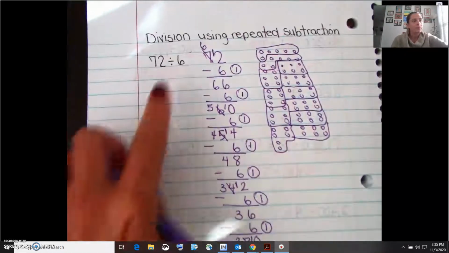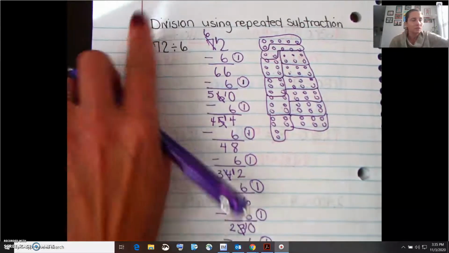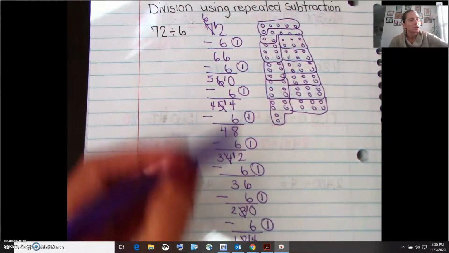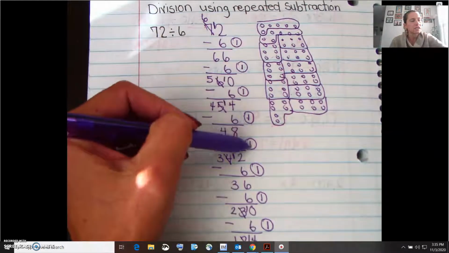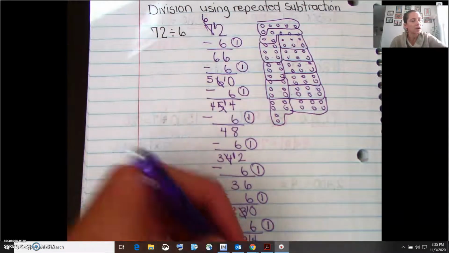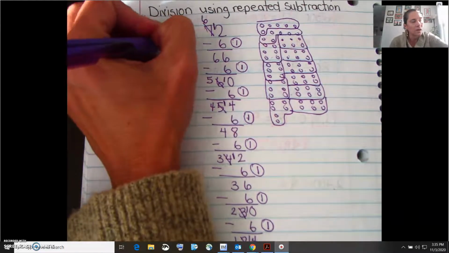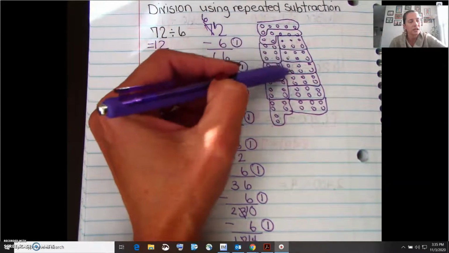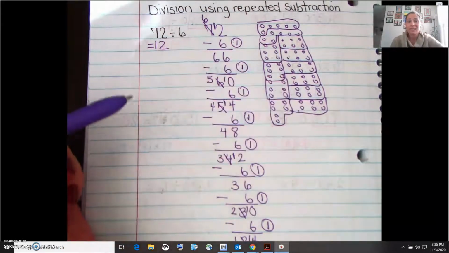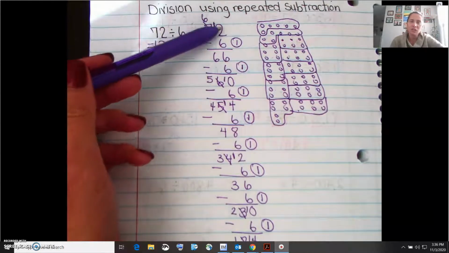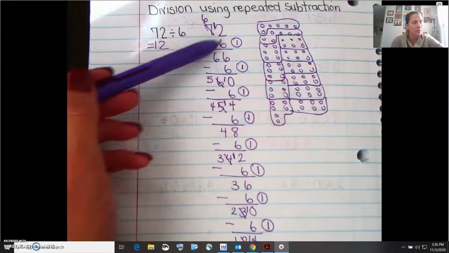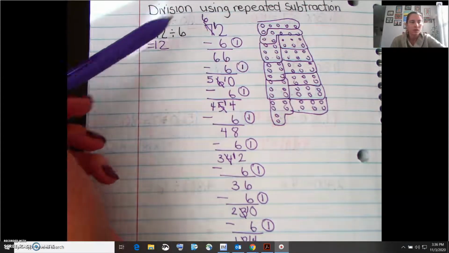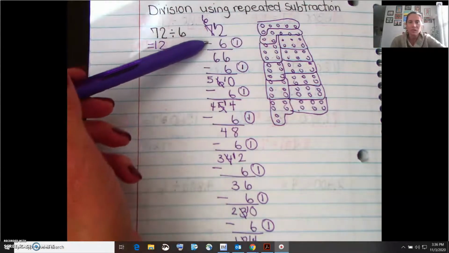So, how many groups of 6 can we make into 72? We've got repeated subtraction, and we have a picture. So we've got 1, 2, 3, 4, 5, 6, 7, 8, 9, 10, 11, 12. So equals 12, and let's make sure that our picture matches. Yes. So division is really just repeated subtraction. How many times can we make groups of 6 when we have 72? So we can do it with the picture and we can do it with the subtraction.